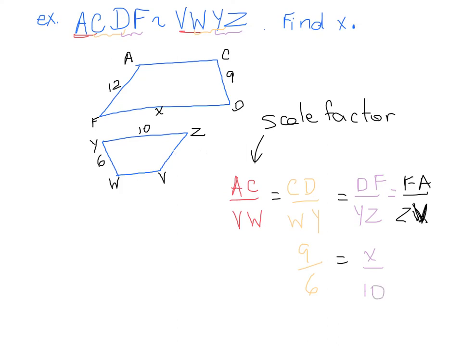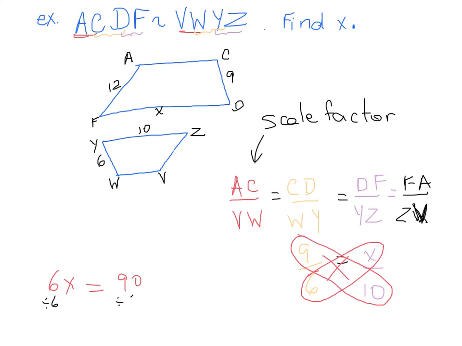All right, so now we've set up a proportion, and all we have to do is solve it, and that's actually the easier part. Now we can cross multiply, and when you multiply these two numbers, we get 6x equals, and when you multiply these two numbers, you get 90. Now to isolate the x, we just have to divide both sides by 6, and we get that x is equal to 15. And we're done.